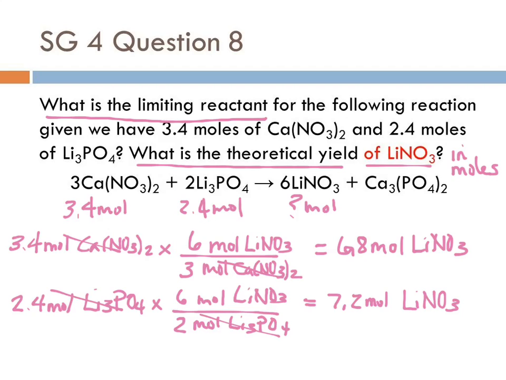Now, just like with making waffles, when you run out of an ingredient, the reaction stops. You don't make any more waffles when you run out of flour. If you run out of eggs, you can't make any more. So when we do a limiting reactant problem, we do 2 or possibly more equations. We end up with 2 or more answers. The correct answer is the smallest answer. 6.8 is the smaller answer. So that is the amount of lithium nitrate that can be made. That is the theoretical yield.